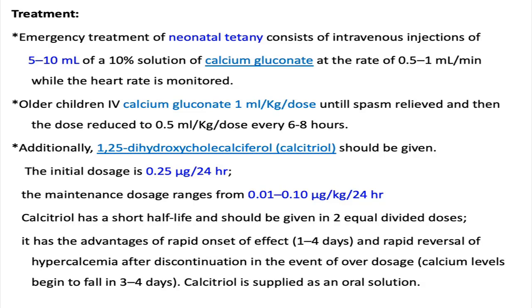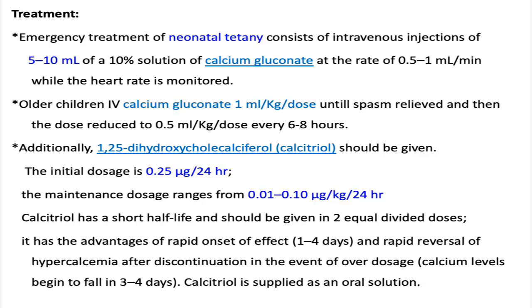In addition to that, active vitamin D, that's to say 1,25-dihydroxycholecalciferol, calcitriol, should be given. The initial dose is 0.25 microgram per 24 hours. The maintenance dose ranges from 0.01 to 0.1 microgram per kg per day.